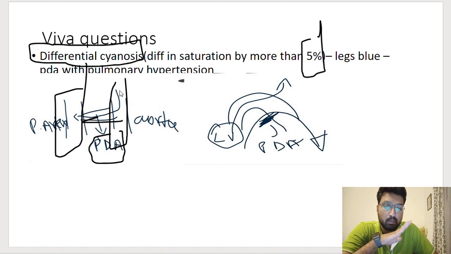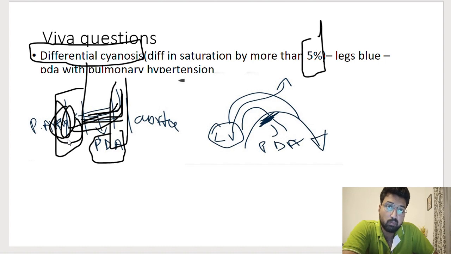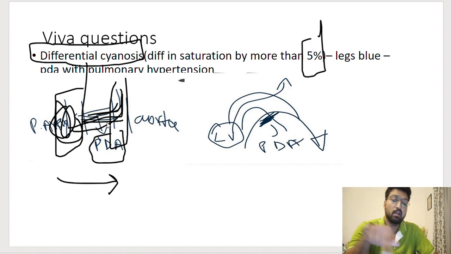Normally, when there is a PDA, blood will go from the aorta to the pulmonary artery. The aorta is carrying pure blood, so there won't be any cyanosis in this setting. But later on, when so much blood is going in here, the pressure inside the pulmonary artery will increase, and it will be more than the pressure in the aorta. So the blood will now reverse its direction. It will go from the pulmonary artery to the aorta. What is the pulmonary artery having? It has deoxygenated blood. So now deoxygenated blood is entering the aorta, and from the aorta it will now go into the lower limbs.